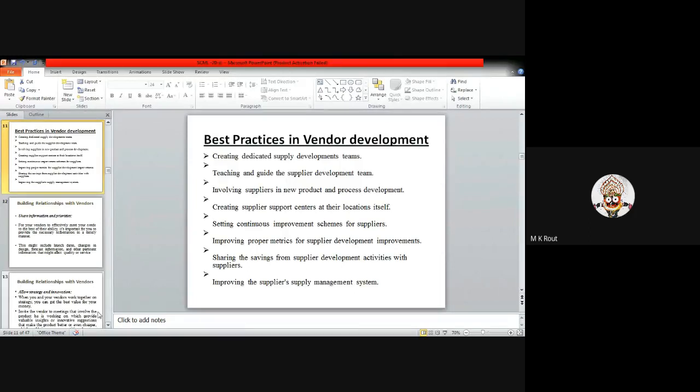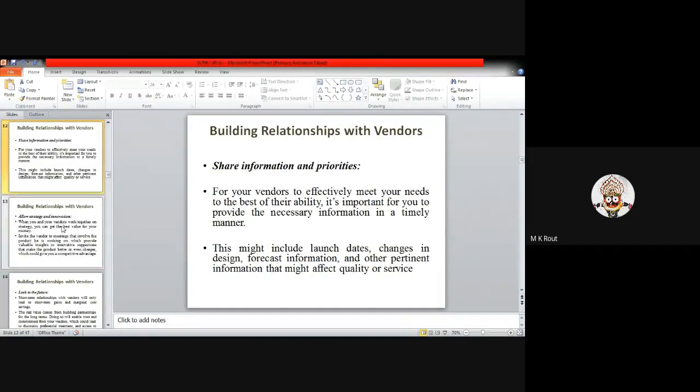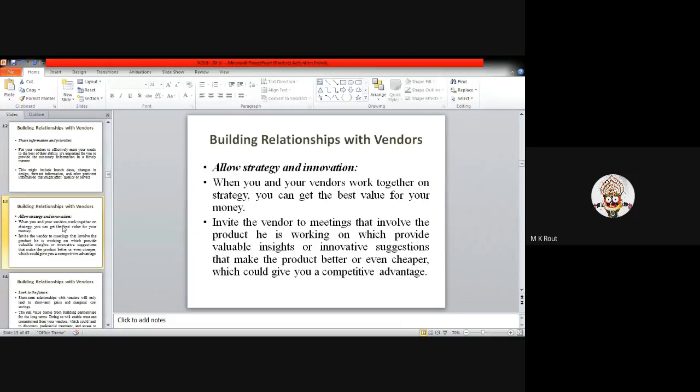That's why I'm asking. Moving to the next part, building relationships with vendors. First, you have to share information and priorities so your vendor can effectively meet your needs to the best of their abilities. It is important for you to provide necessary information in a timely manner. This might include launch dates, changes in design, forecast information, and other pertinent information that might affect the quality of services.